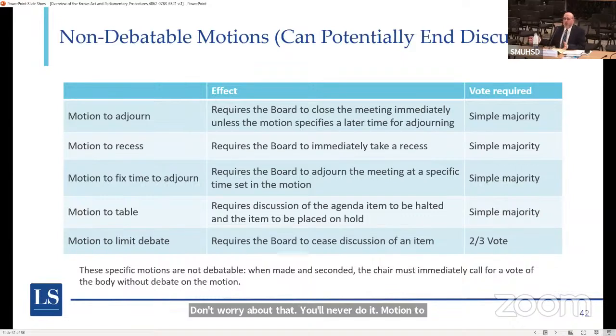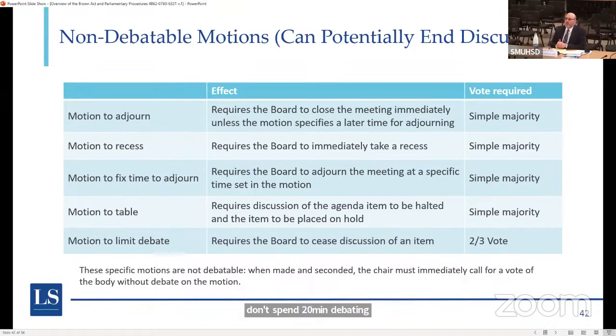If an item's going long and the board really feels like, or a board member feels like we're not going to get there tonight, we have more important business, they can make a motion to table. Where things go sideways is then debate incurs about should we table it or not. The person makes the motion, you vote on it. If it passes, you're done with that item for the night. If it doesn't pass, you go back to debating it. You don't spend 20 minutes debating whether you're going to table it or not.